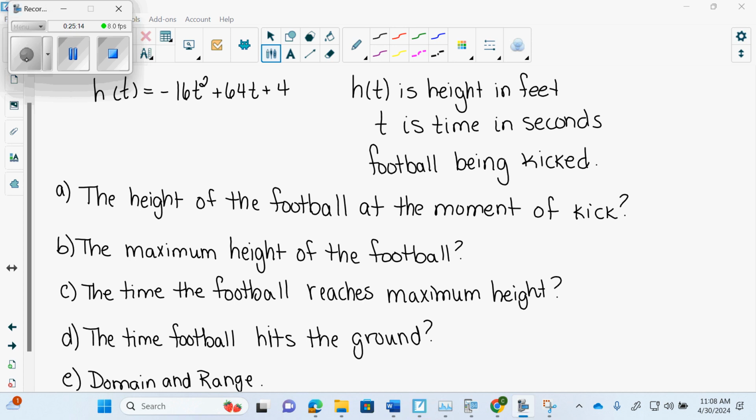So this is the height of a football being kicked. H of t is height in feet. T is time in seconds. I want all the questions answered, and then there are 2 more questions that I could ask you. I could give you a specific height and ask you for the time it takes to reach it. I could give you a specific time and ask for the height of the football. Okay?